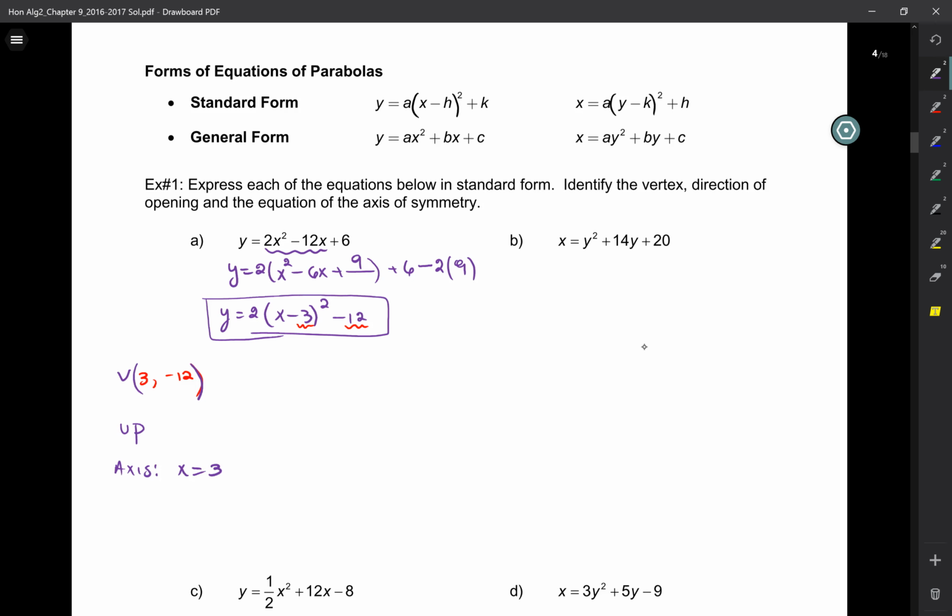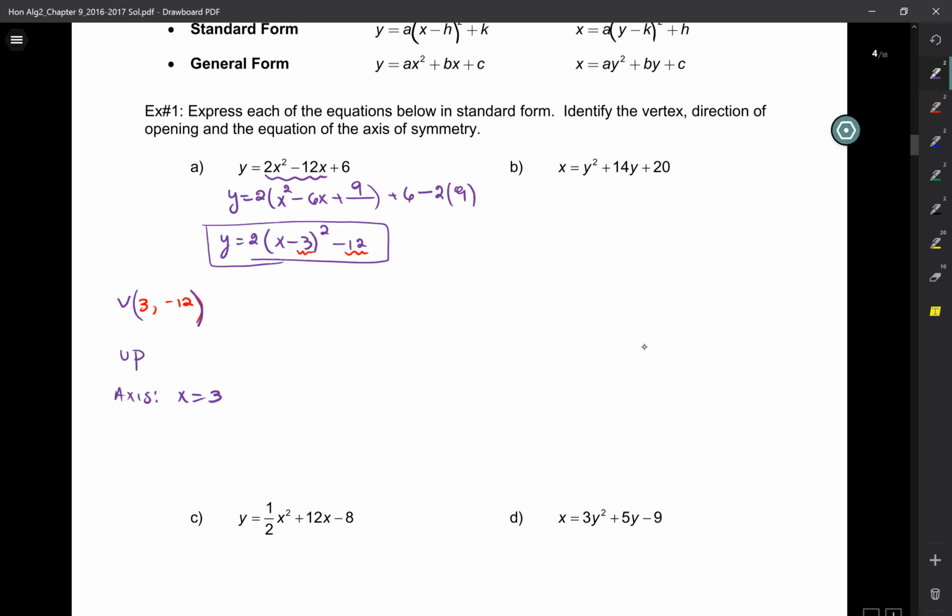All right, so let's do this next one. x equals y squared plus 14y plus a number plus 20 minus a number. What number goes there? 49. So (y plus 7) squared minus, how much is that? 29? Is that right? 29 here.